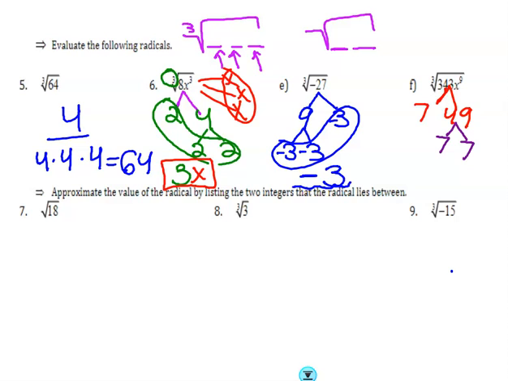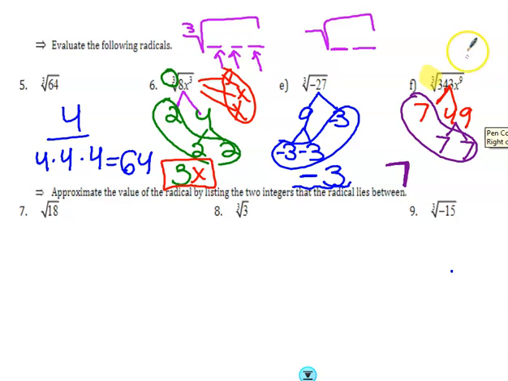Now again, it is a cube root. I need a group of 3 in order for them to leave the radical house. All right, so if I have a group of 3, they can leave the radical house and be on the outside. Now let's think x to the 9th.